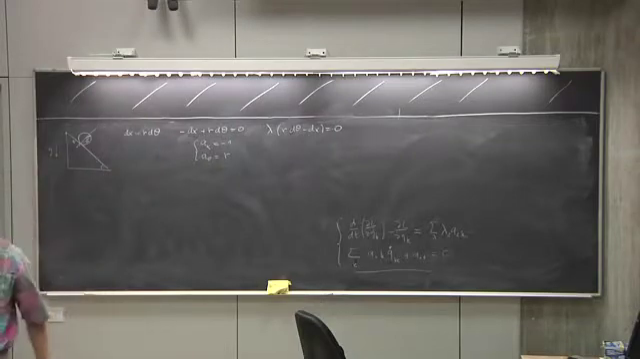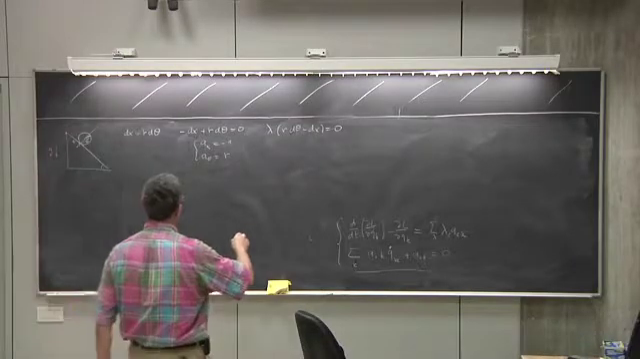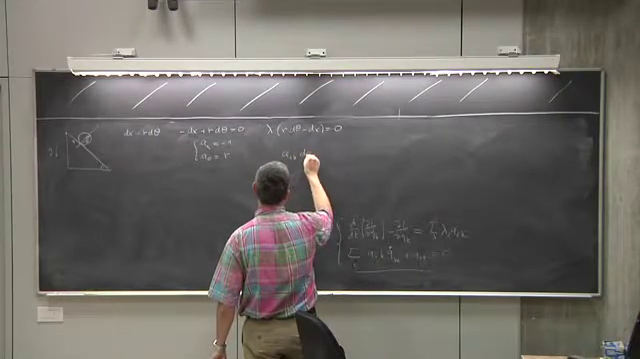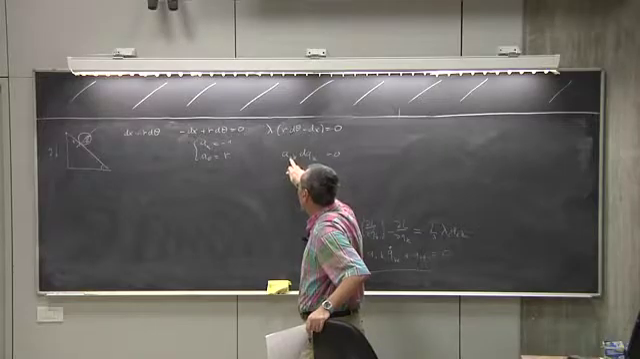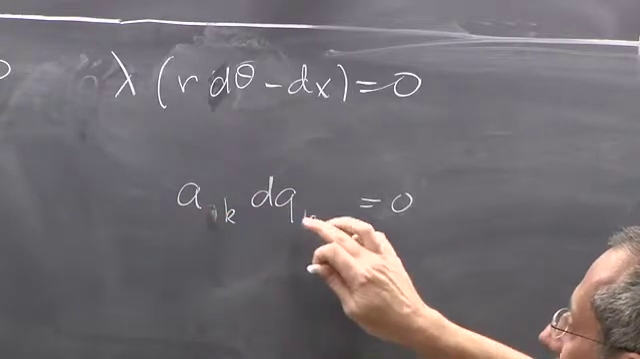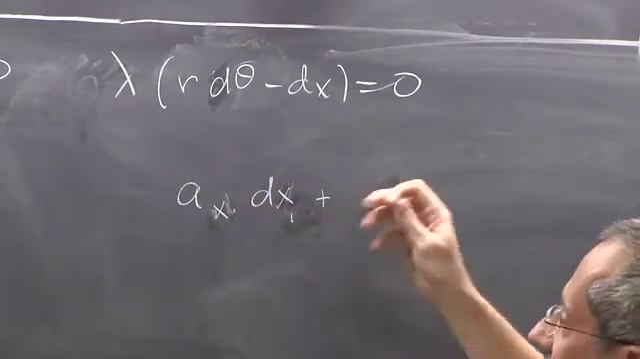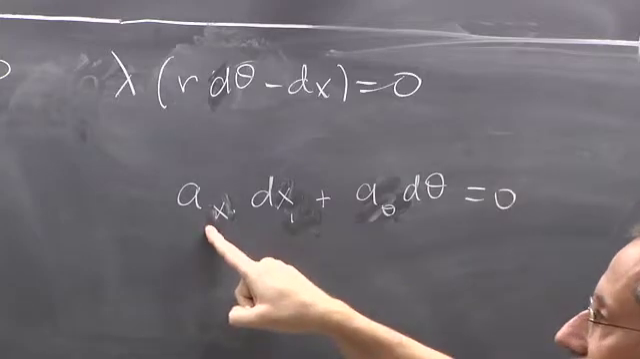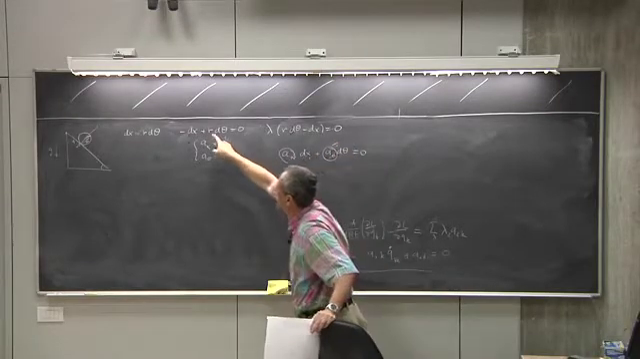Just by this definition, you write a_ik dq_k equal to 0. This is the constraint. Here i is just 1, because I only have one equation, so I can get rid of it. Then the names of my coordinates are x and theta, so this is a_x dx plus a_theta d theta equal to 0. Then I compare these two, and you see that a_x must be equal to minus 1, and a_theta must be equal to r.